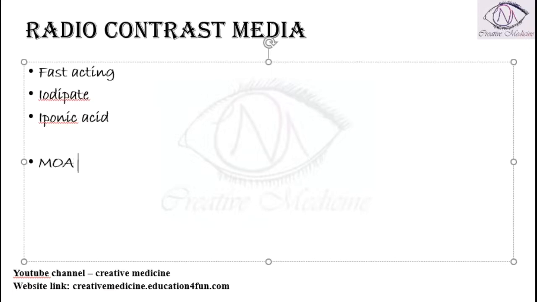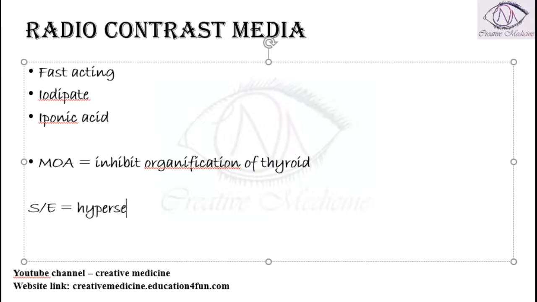So how do they act? The main mechanism of action is they inhibit the organification of the thyroid hormones. That is, it inhibits the conversion of MIT and DIT with thyroglobulin, and organification is inhibited by this radio contrast media like iodipamide and iopanoic acid. The main side effect of this radio contrast media is that it can result in hypersensitivity, which is the main problem in radio contrast media.